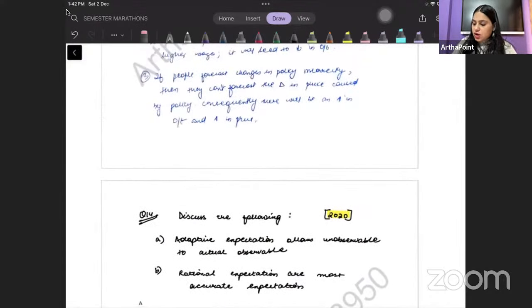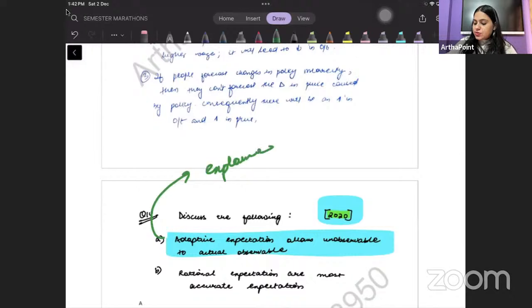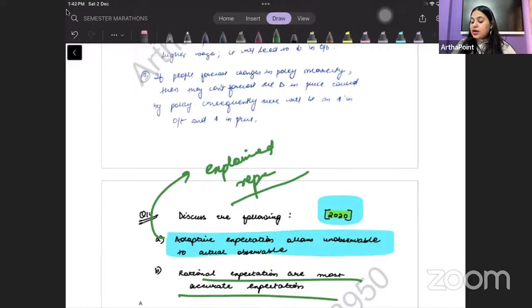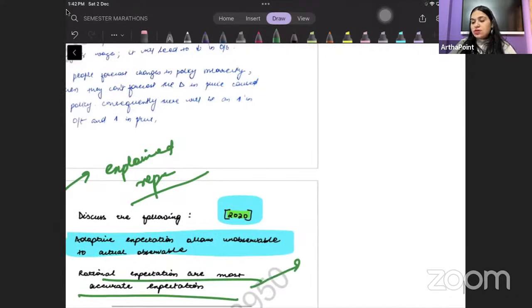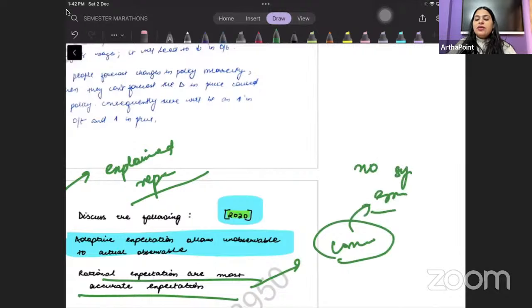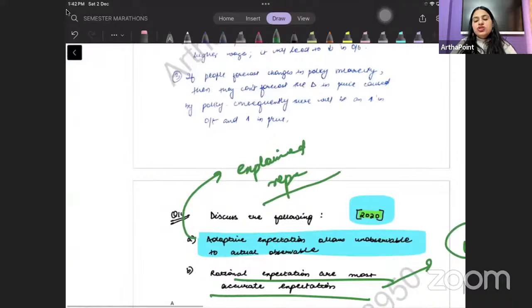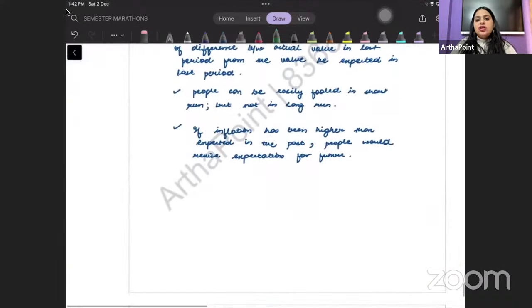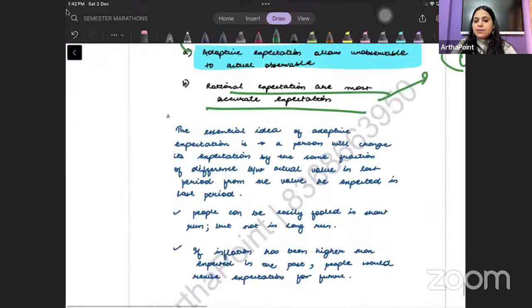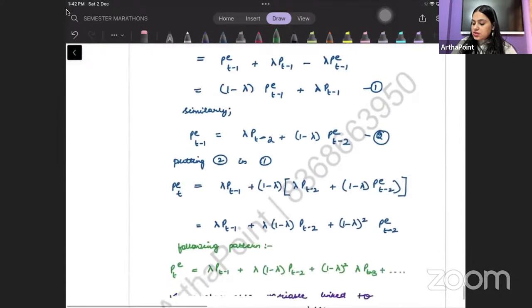This came in year 2020. What is this saying? Adaptive expectation allow observables to unobservable to observable. I have explained you this. This is a repetition. Rational expectation are not our most accurate expectation. Correct. Because there is no systematic error. हाँ बेटा, तो you will just talk about accuracy of rational expectation. Clear हो गई ये बात? So this is what will come in this answer.